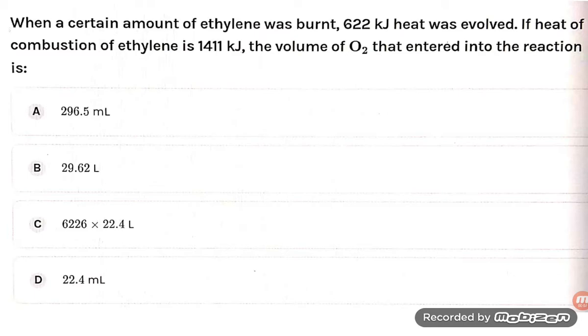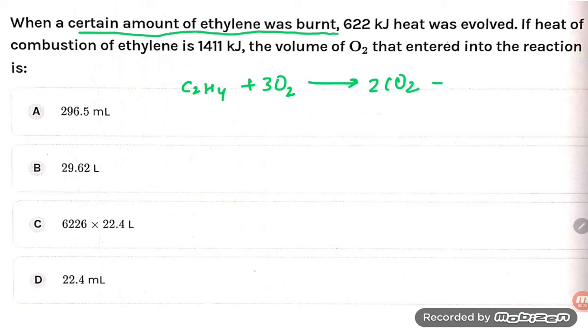Let us see one problem based on thermodynamics. The question is: when a certain amount of ethylene, C2H4, was burned in the presence of oxygen, 3O2, what does it give? It will give 2CO2 plus 2H2O. I wrote the balanced equation here, as I know the balanced equation. Next they are saying 622 kilojoule of heat evolved.